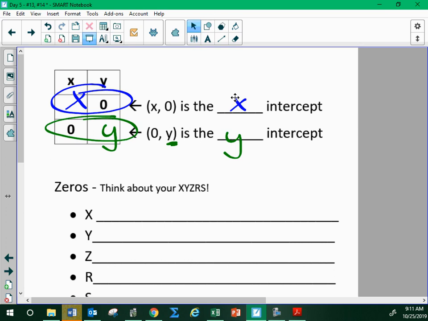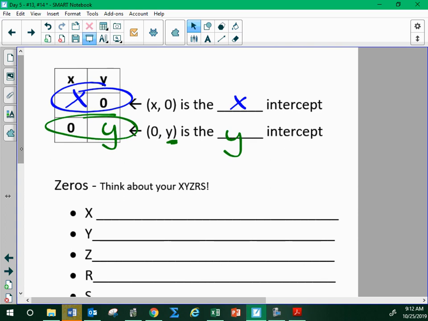Okay. Now this next part says zeros. When we're talking about zeros, we have multiple names for this. Sorry, my computer's acting up. For our zeros, it says think about your x, y, z zeros. That's a stretch. Okay, so what a zero is just another name.